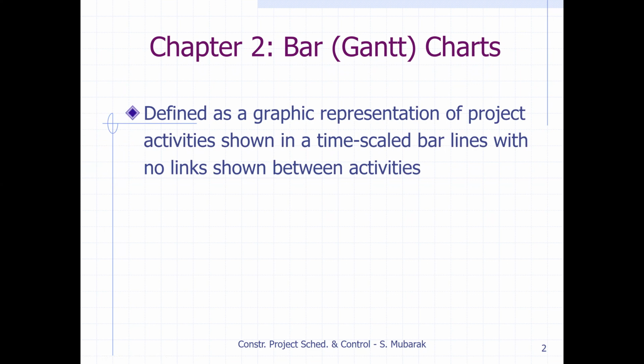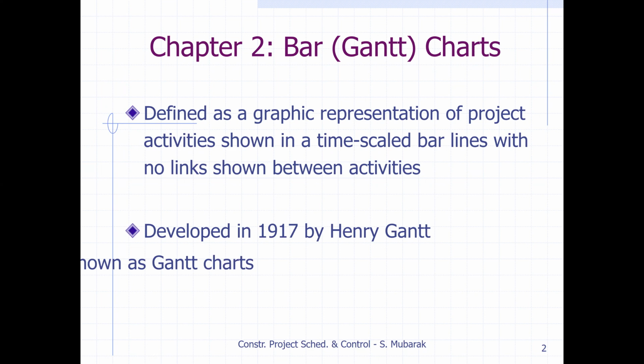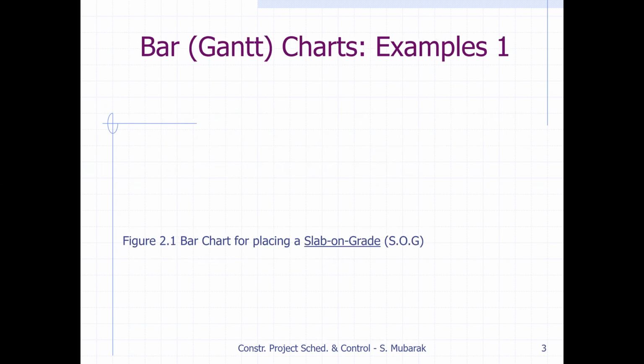simple definition for the bar chart. It is defined as a graphical representation of project activities shown in time-scaled bar lines with no links shown between the activities. That's a bar chart. The bar chart was developed by Henry Gantt in 1917. So that's why we call this bar chart by his name, Gantt charts.